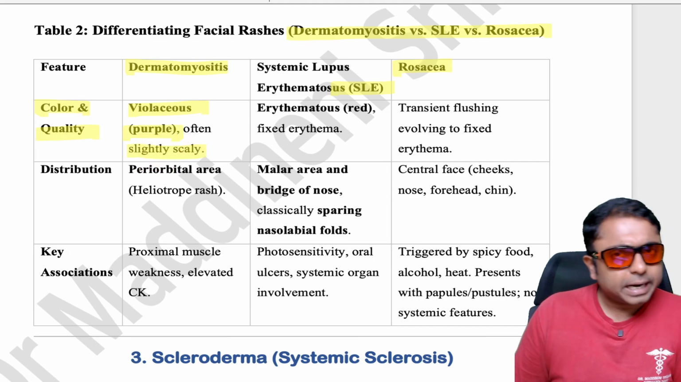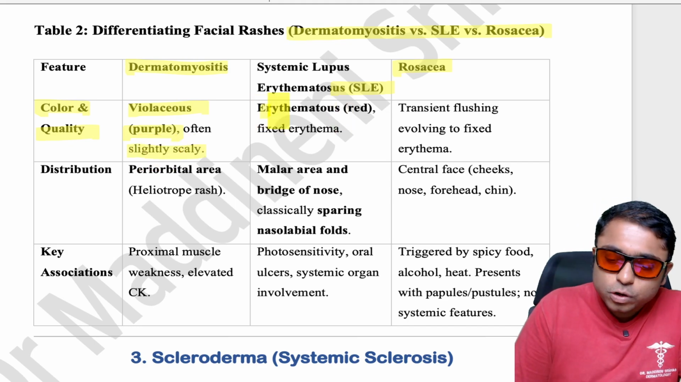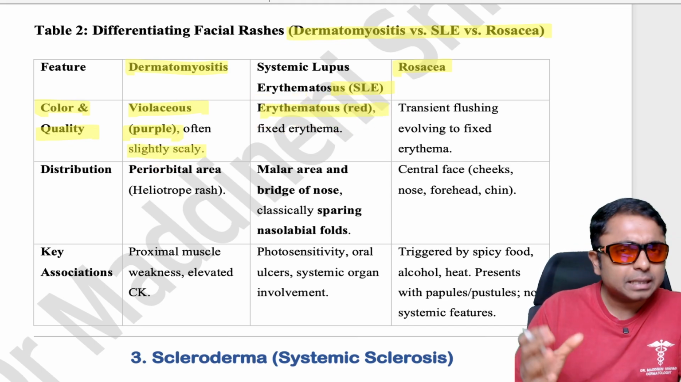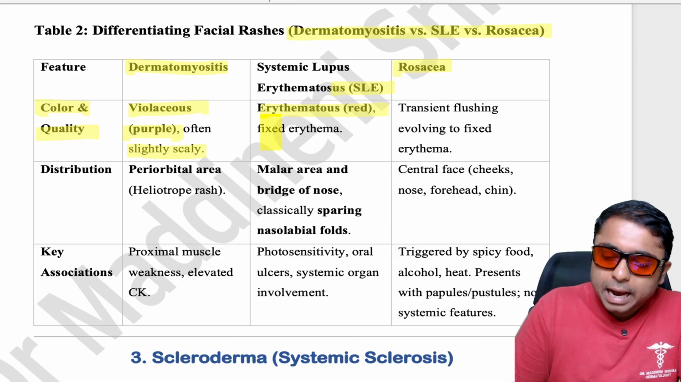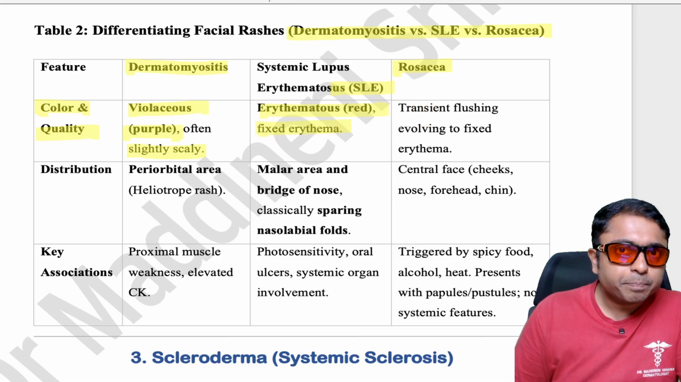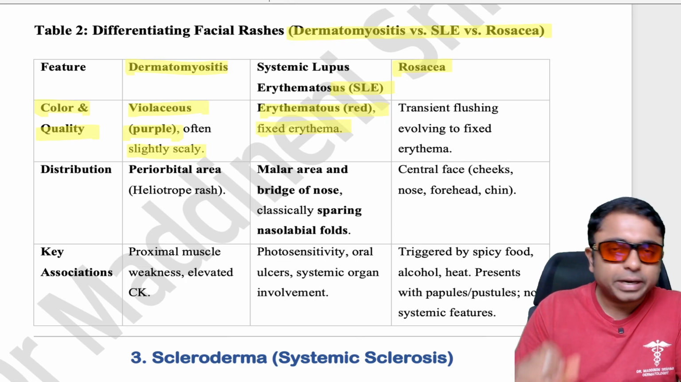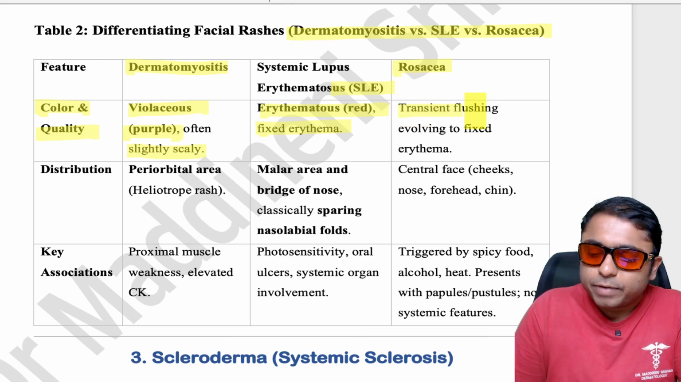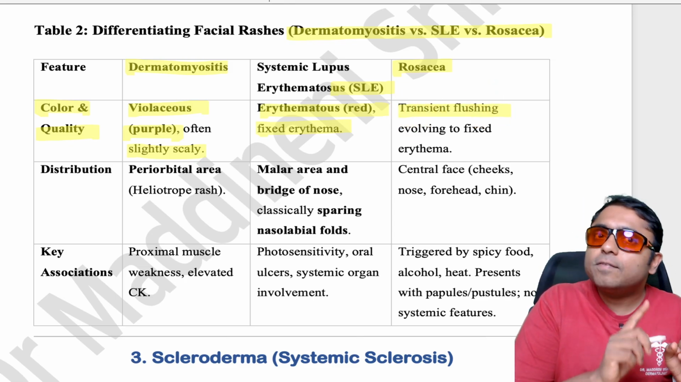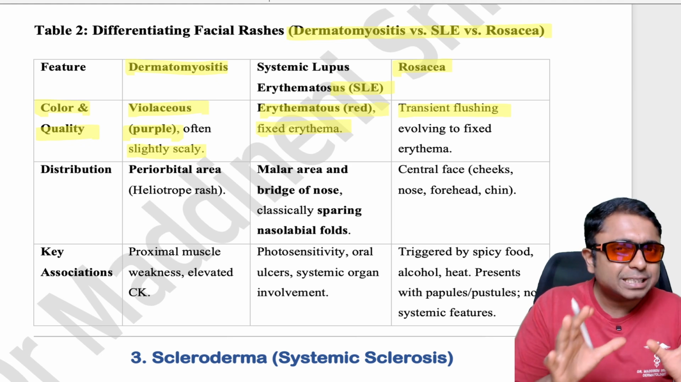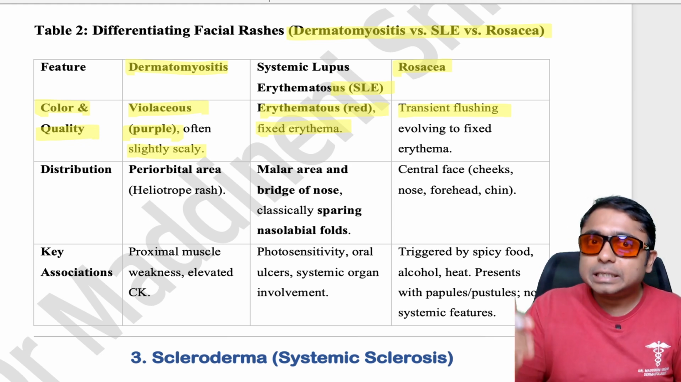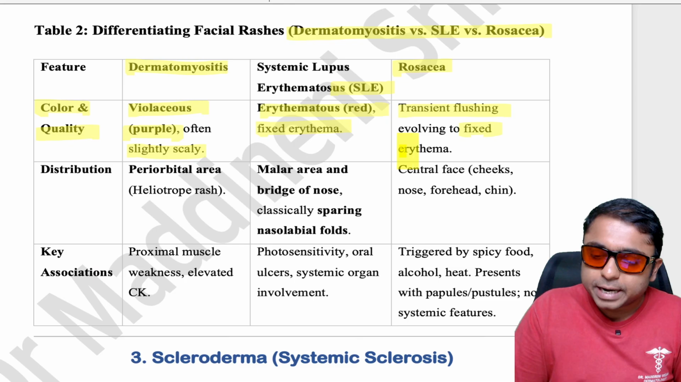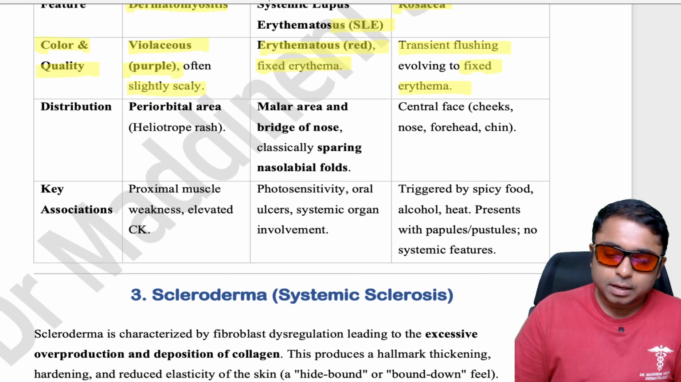Often it's going to be slightly scaly. Coming to SLE, it's going to be red in color, erythematous rather than purple or violaceous, and it is fixed erythema. Rosacea, acne rosacea, due to abnormal vascular reactivity, this condition is going to occur, where there is initially transient flushing, or we commonly call it blushing, but ultimately there is going to be fixed erythema which is going to develop in rosacea.